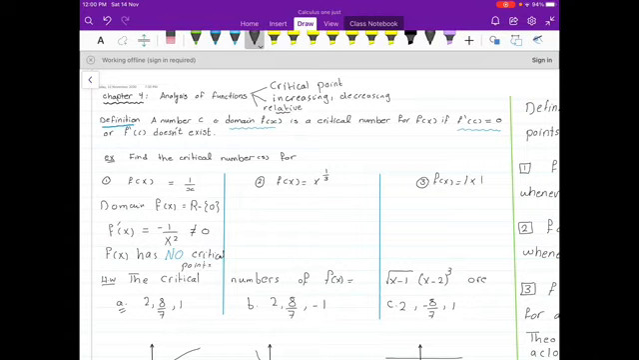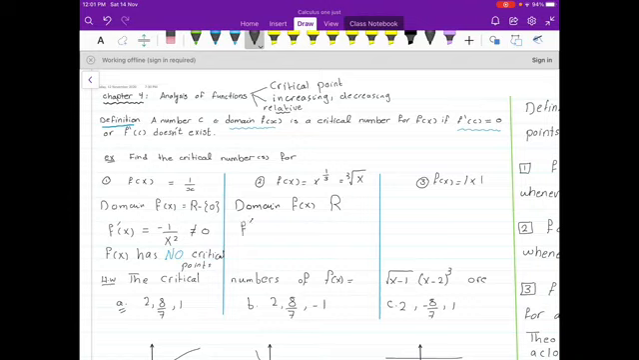If we take another example, f(x) equals x to the power 1 over 3. Before you solve the problem, what is the domain for this function? The domain for f(x) is all real numbers. Why? This is the cubic root of x, so if it is positive or negative, it will have an output. To find the critical points, you must find f'(x).